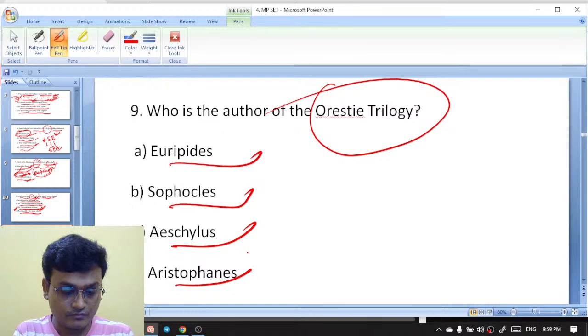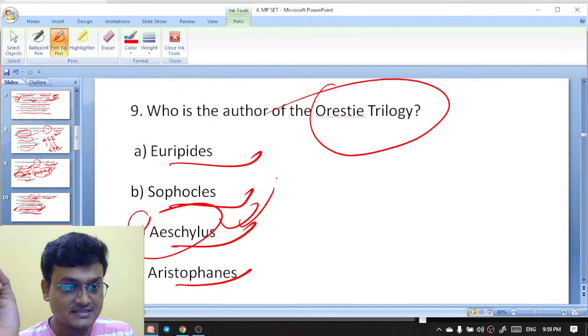Got it. Aeschylus. Swati and Rao, excellent. Aeschylus has written the Oresteia trilogy. Moving on to question number 10.